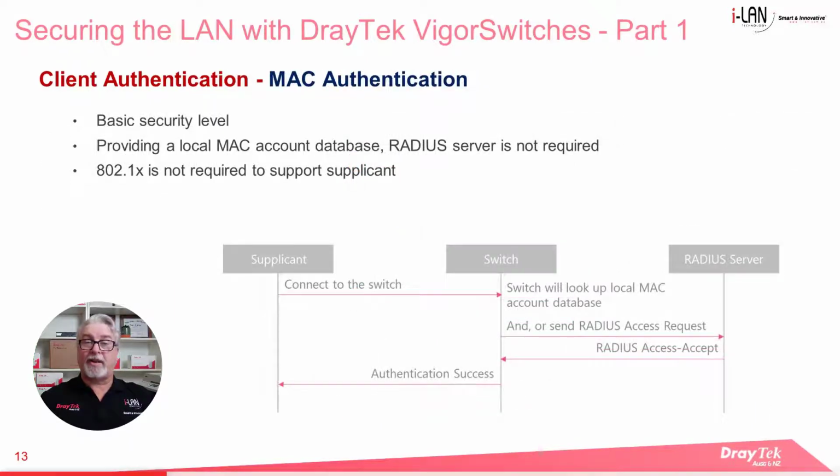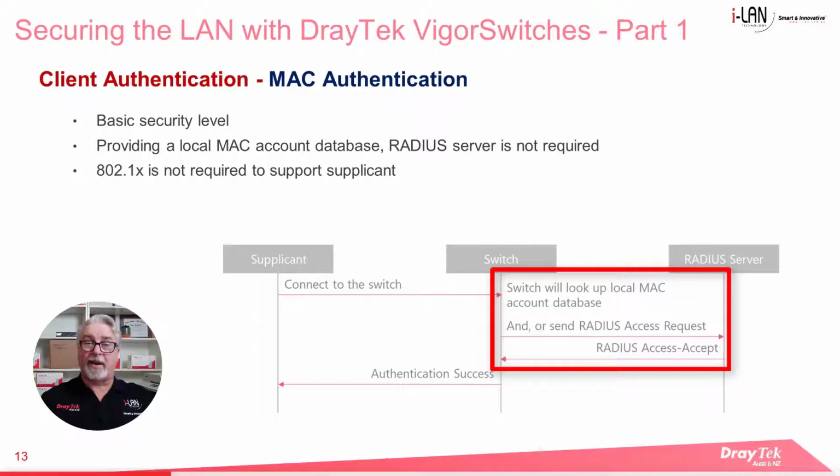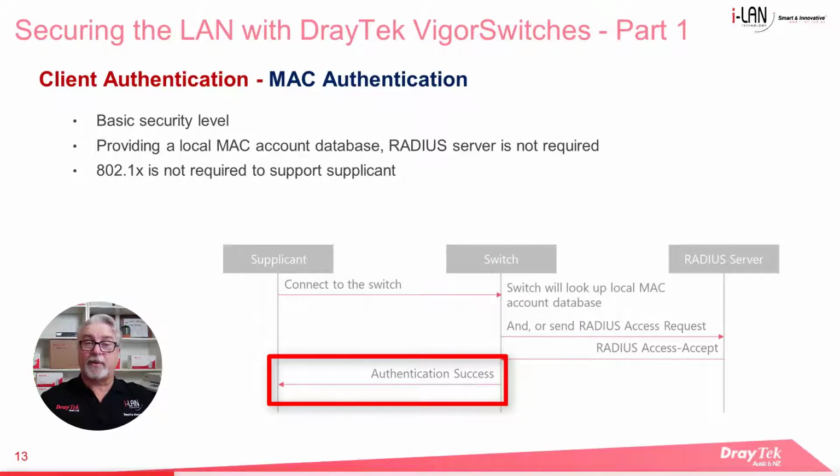For MAC authentication, the process is much simplified. When a client connects to the switch, it will have no connection since it's not yet authenticated. The switch will check its local MAC account database or send the details to a Radius server if configured. Once authentication is successful, the switch will provide access for the LAN client.